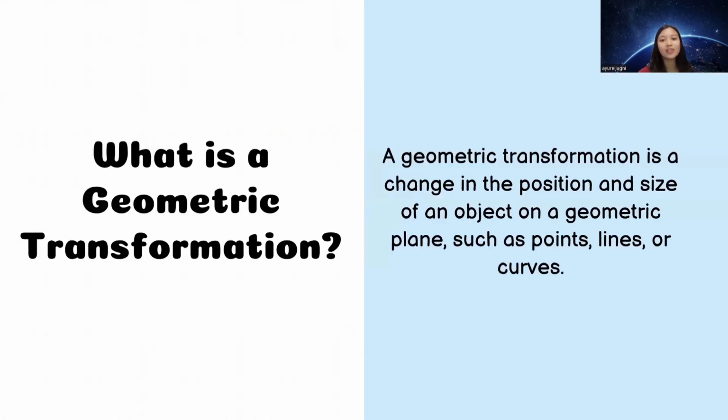Now let's discuss the meaning of geometric transformation. A geometric transformation is a change in the position or size of an object on a coordinate plane. The object can move, flip, rotate, or become bigger and smaller. For example, sliding a book on a table is called translation.